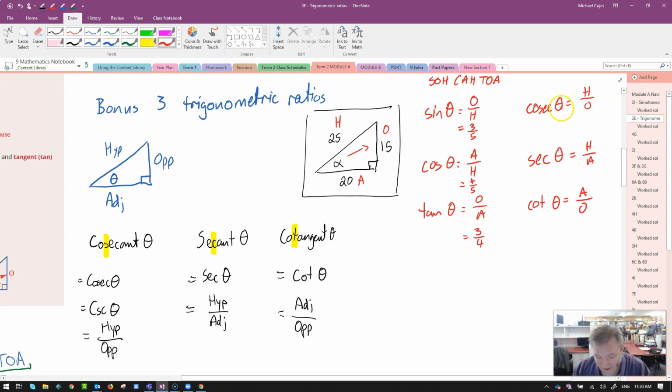The reciprocal ratios. Hypotenuse divided by the opposite, 25 over 15. That's going to be 5 over 3. Hypotenuse divided by adjacent, 25 over 20, 5 over 4. And adjacent divided by opposite, 20 over 15, or 4 over 3.